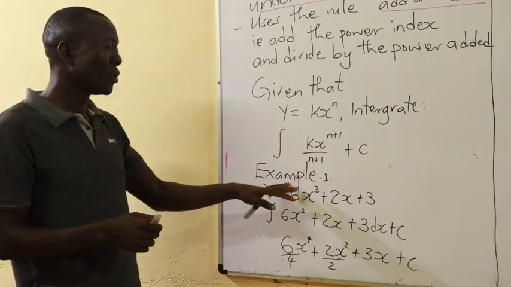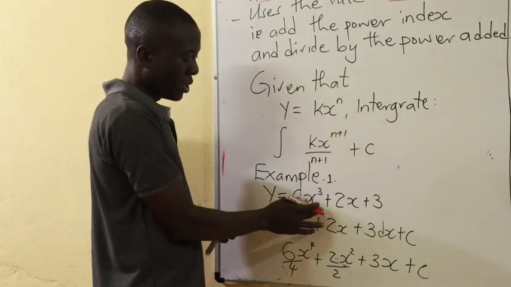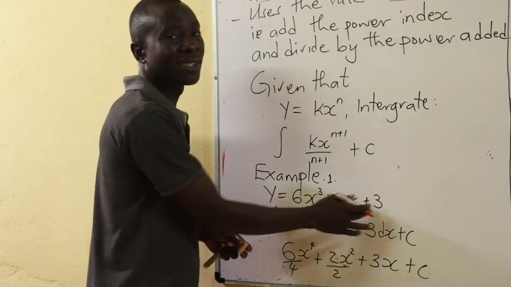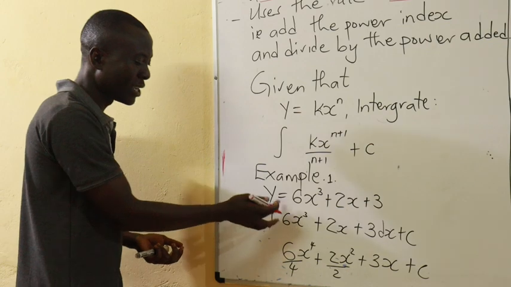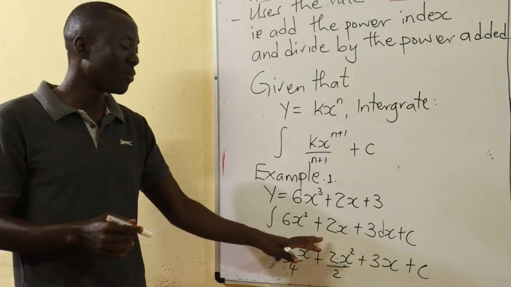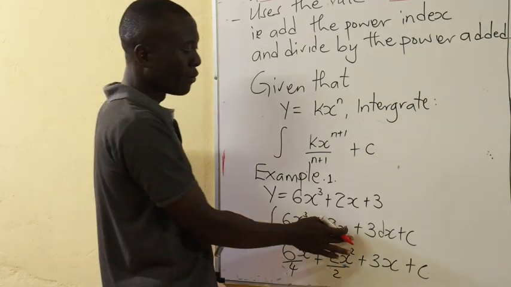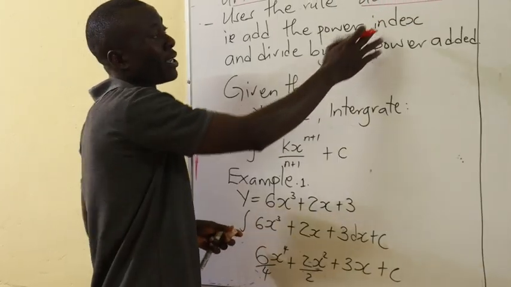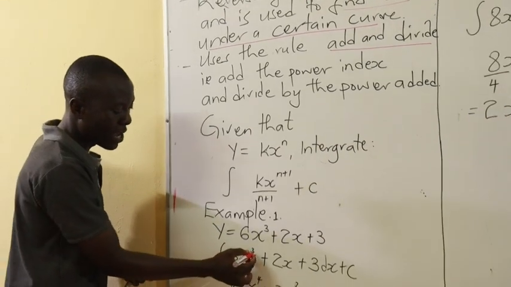For a numerical example, we'll have two. The first one is y equals 6x raised to power 3 plus 2x plus 3. Given this function and asked to integrate, first of all, as I've said, we have to show the integral sign so that we are able to know if we are integrating or not. And when we solve, we follow our rule as I've indicated up here, where we first start by adding the power.